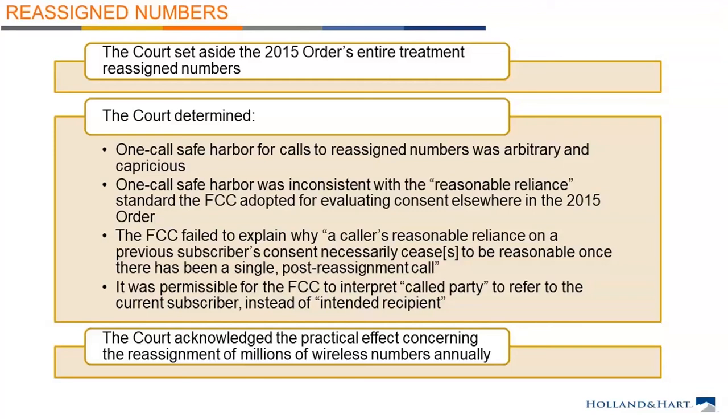And basically the one silver lining for the FCC is the DC Circuit did rule that it was permissible for the FCC to interpret called party to include current subscriber instead of the intended recipient of the call.